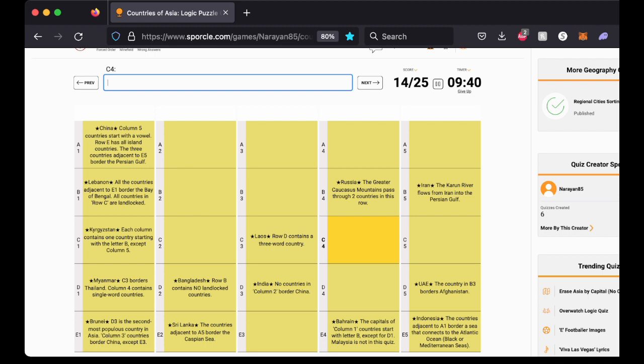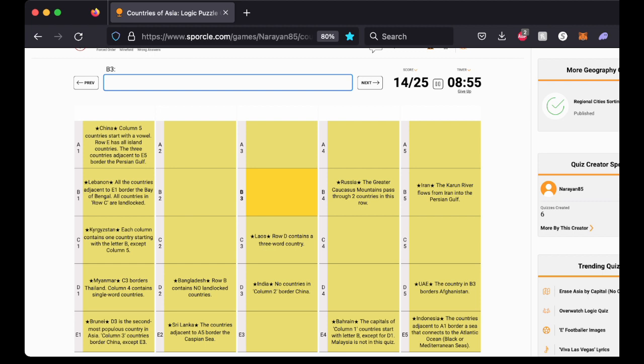The Great Caucasus Mountains pass through two countries in this row. Now, the Caucasus Mountains, that's like Georgia, Azerbaijan. I don't know which one though. Alright, trying to think here. But B3, that B is not landlocked. So I need to think about that.